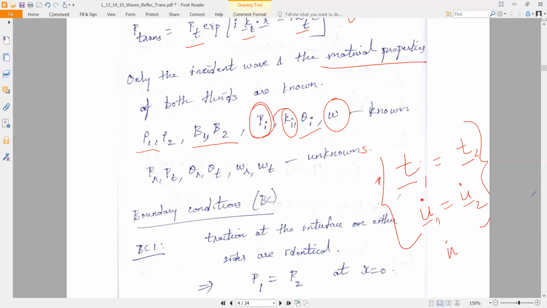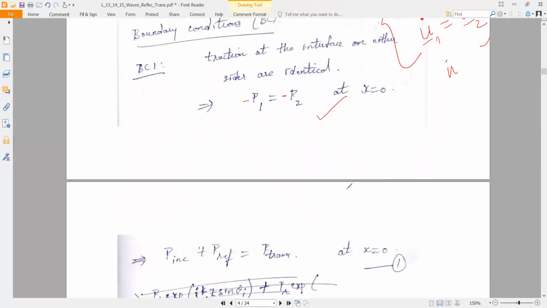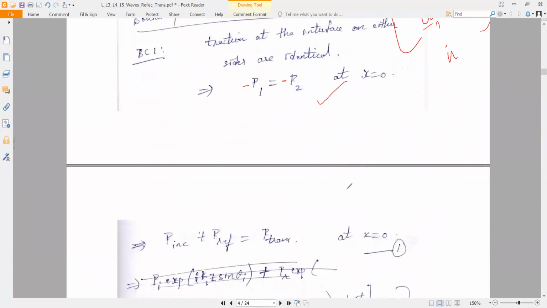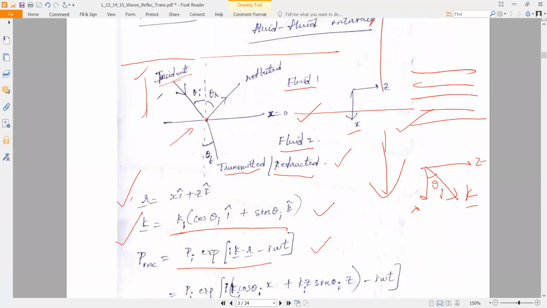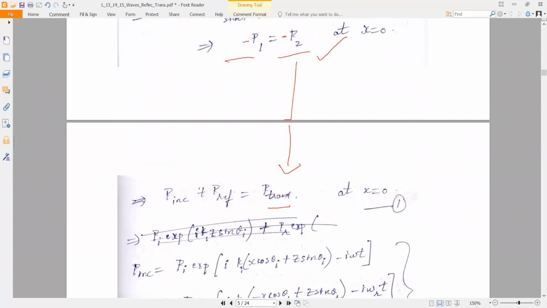Okay. So if traction is continuous, the pressures on both sides should be identical. Ideally, this equation would be minus P1 is equal to minus P2, with x equals 0 as my interface. So this will be my first condition, right? And what is P1? P1 is the pressure in the first medium. In the first medium, there is an incident wave and there is a reflected wave, right? So I'm simply going to add them. So pressure in the first medium is equal to pressure in the second medium. In the second medium, the pressure is directly P transmitted because there is only one pressure wave there. So P incident plus P reflected is P transmitted.